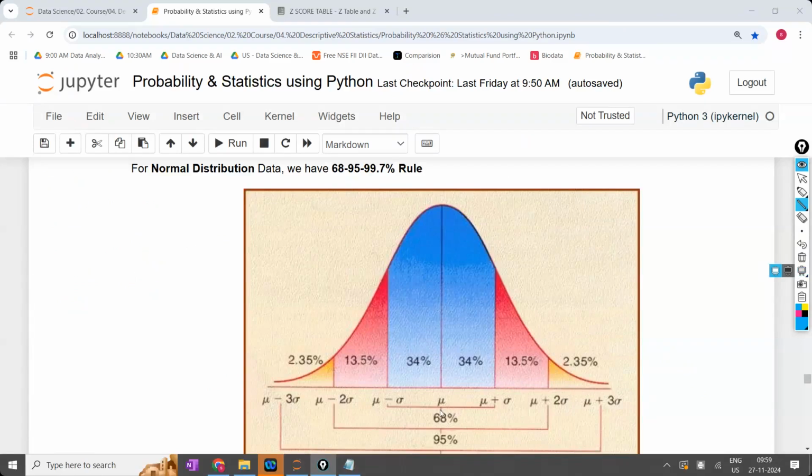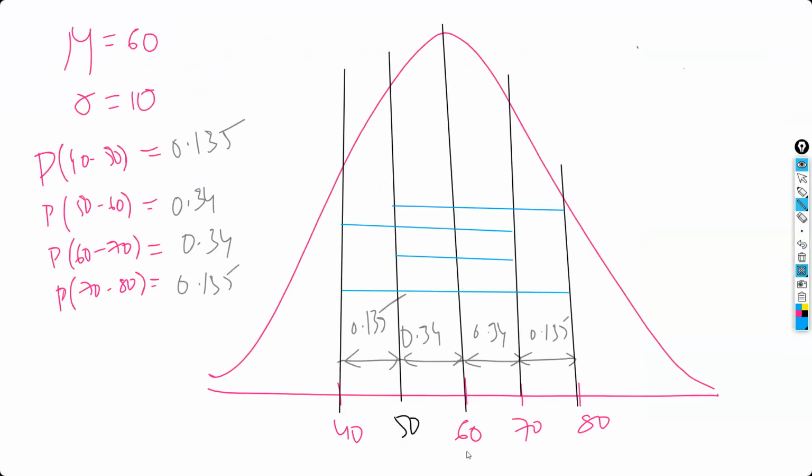Now, see here, based on this: for any mu value, the distance between mu to mu plus 1 sigma will always be 0.34. Whatever you have calculated from the mu, this is mu plus 1 sigma. Mu to mu minus 1 sigma will also be 0.34. And if you accumulate from here to here, it is going to be 68. Out of 68, half is on the right side, half is on the left side. Is the point clear, guys? Everyone?